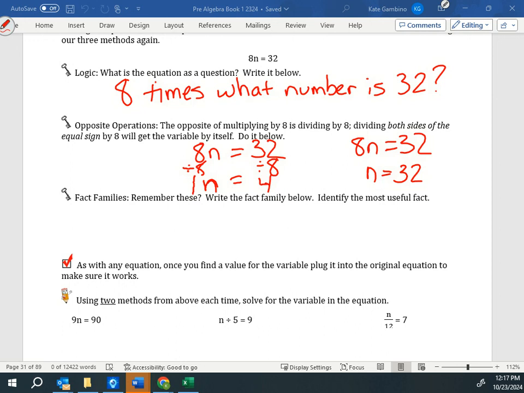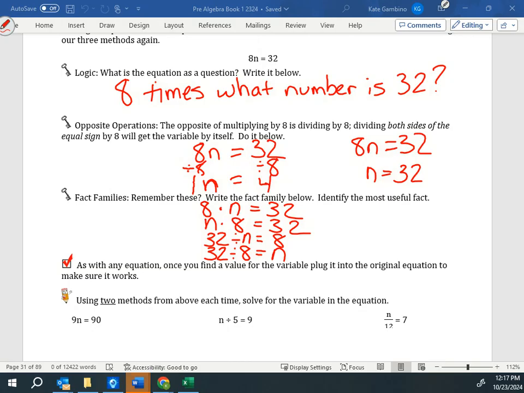All right, last one, fact families. So we did fact families with adding and subtracting. What would be the fact families with multiplying and dividing? David? For 8n would be 8 times n equals 32, and then we have n times 8, which equals 32. And then we have 32 divided by n, gives us 8. And then we also have 32 divided by 8, which also gives us 8.